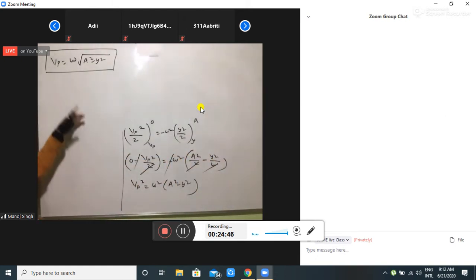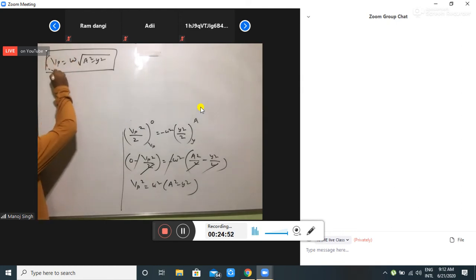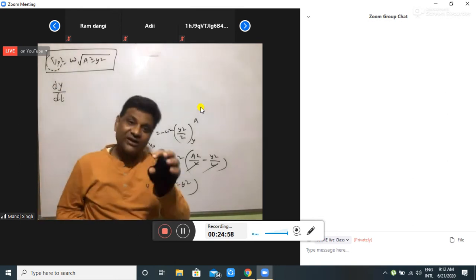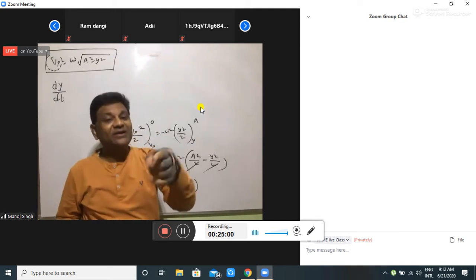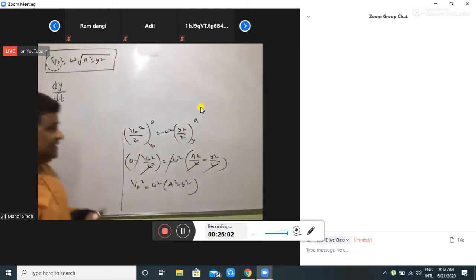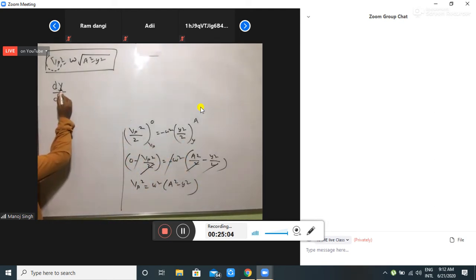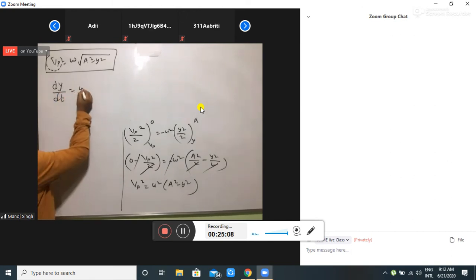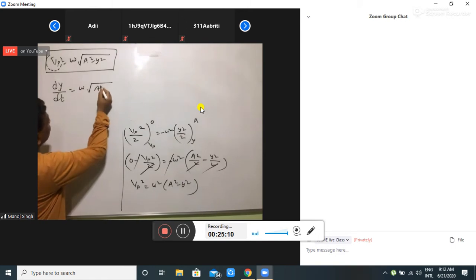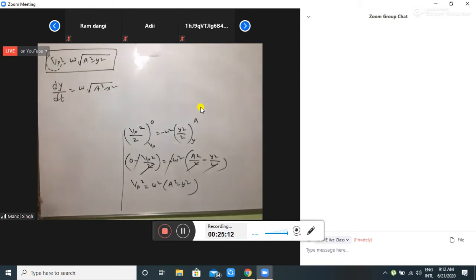So velocity of the particle of medium is omega root over a square minus y square. Now this is nothing but dy by dt. Velocity of the particle is equal to rate of change of displacement of the particle with respect to time. So the rate of change of displacement of the particle with respect to time is equal to omega into root over a square minus y square.